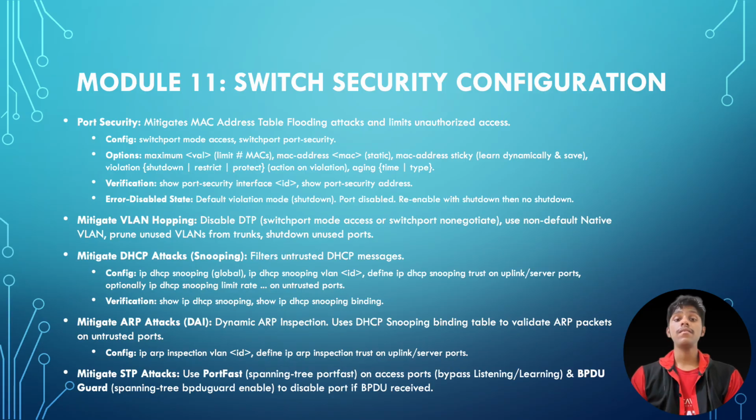filtering DHCP messages. Dynamic ARP inspection, DAI, uses the information learned by DHCP snooping to validate ARP packets, preventing ARP poisoning. Finally, to mitigate STP attacks, we enable PortFast on access ports for end devices only, so they connect quickly, and enable BPDU guard to disable a PortFast port if it ever receives an STP BPDU, which usually indicates a rogue switch. So this is all about the switch security configuration.